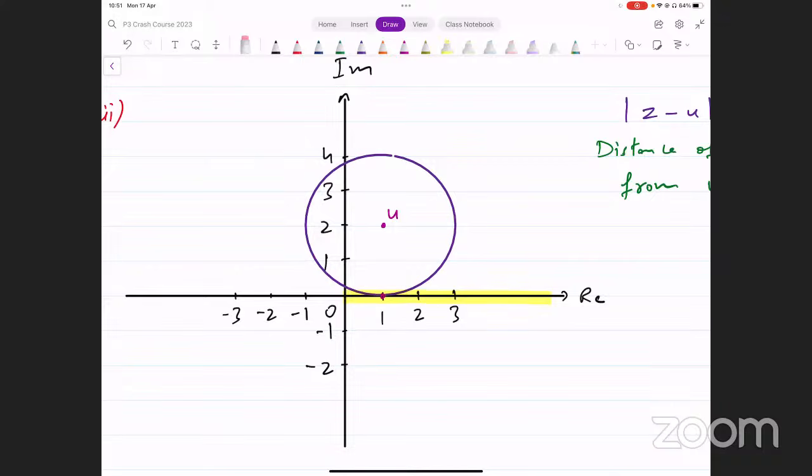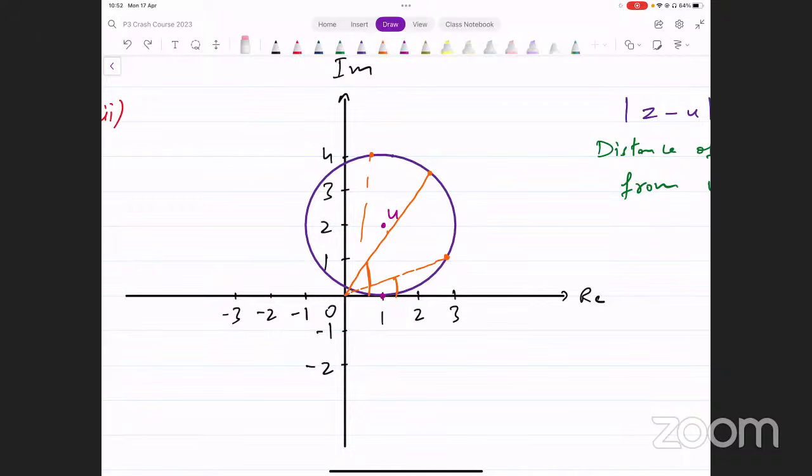Now, z could be anywhere on the circumference. Let's say z was a point here. What would be the argument for that? The argument would be this angle. What if z was here? The argument would be this angle. So you can keep going on to the left and your argument will keep on increasing. If it was here, your argument would be even bigger. We are looking for the greatest possible argument. Now, how can we find that?